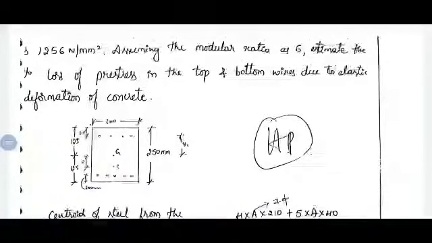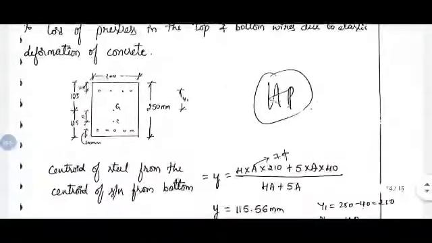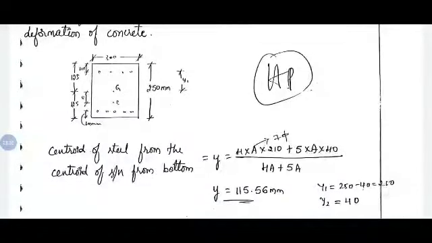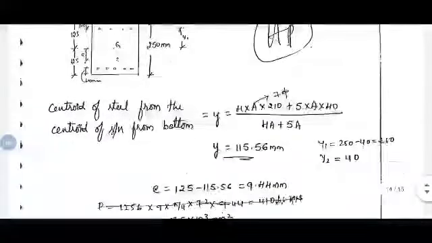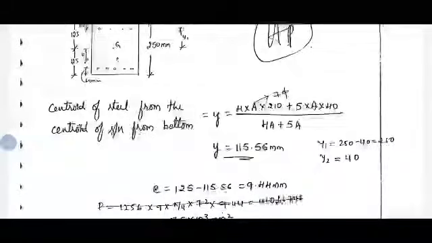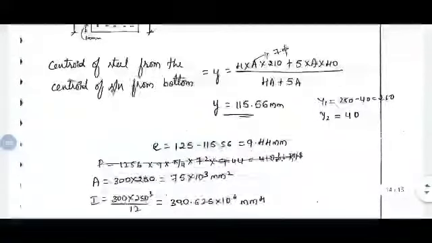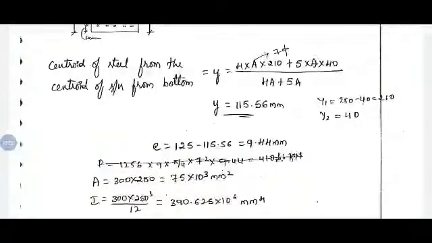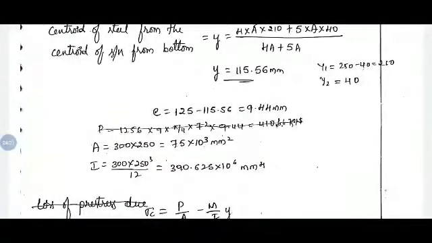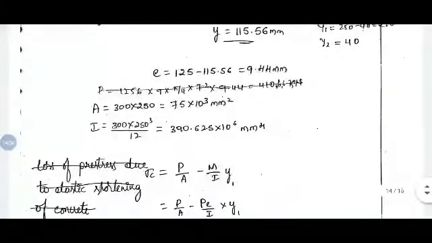So at top you have 4 wires and at bottom you have 5 wires. The depth of the sleeper is 250 mm. So first you need to find out the centroid of the cables or tendons. With respect to bottom, it is 115.56. So y1, y2 we have to calculate same as the beginning problems. Then total overall eccentricity is 9.44. Area, e, I, moment of inertia. Here y1, y2 will differ while calculating loss due to elastic shortening.